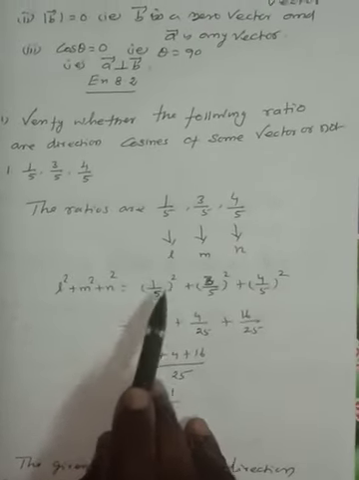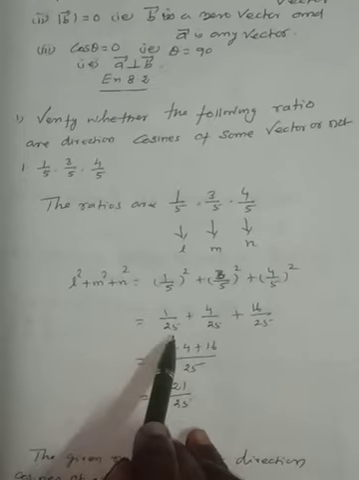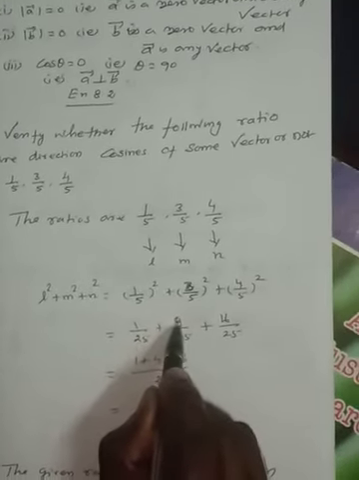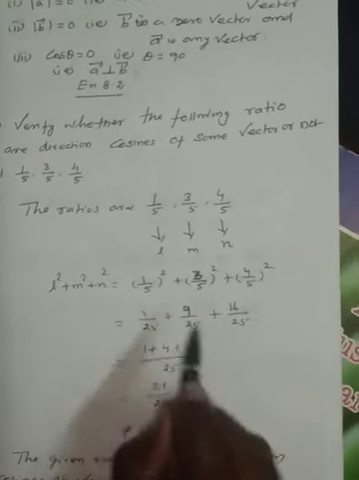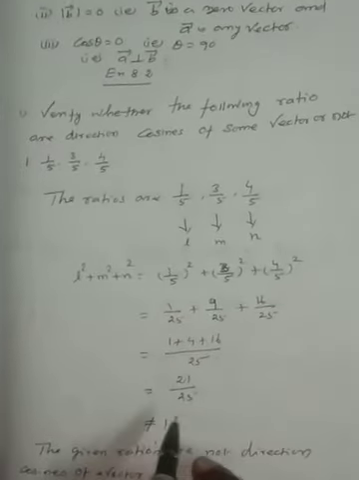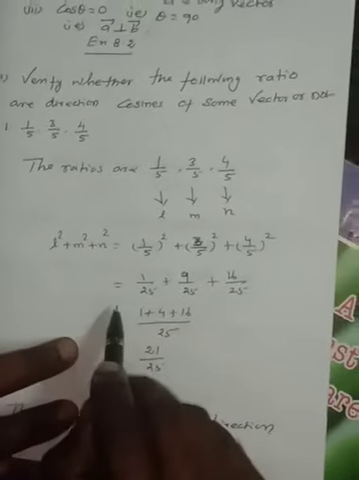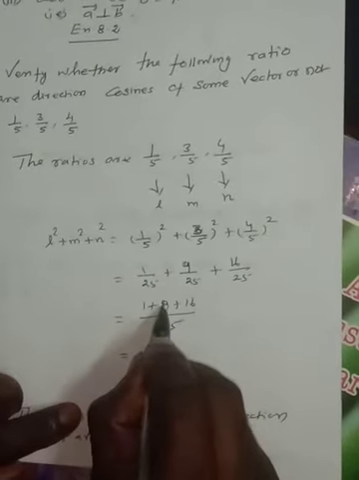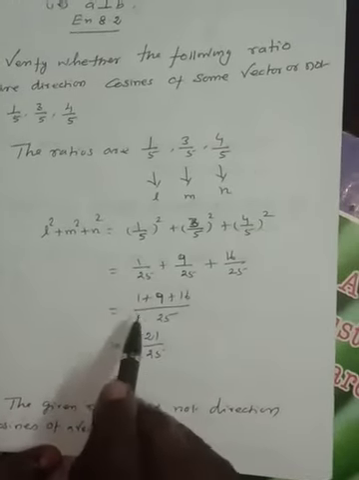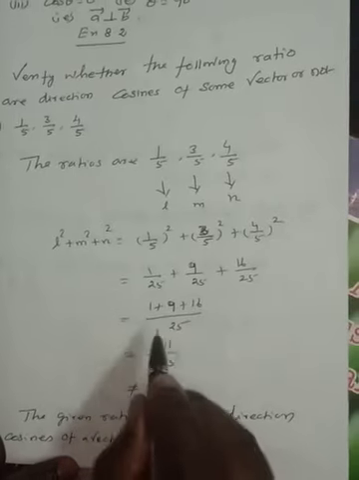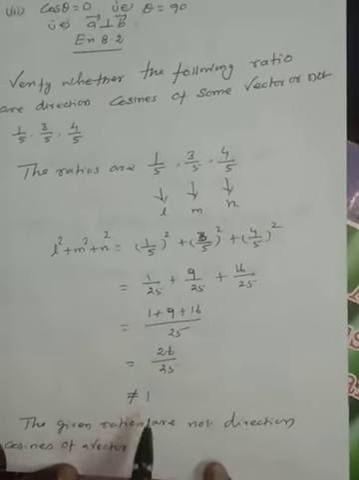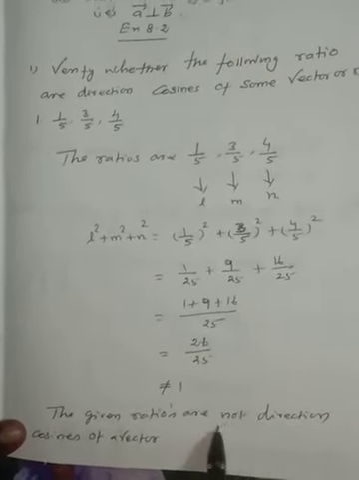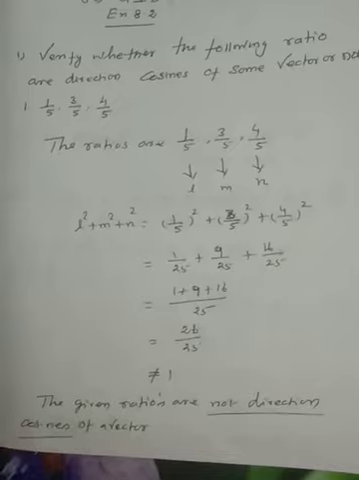Now (1 by 5) whole square is 1 divided by 25. (3 by 5) whole square is 3 square, 9, by 25, plus 4 square is 16, 16 divided by 25. Now the denominators are the same. Therefore numerator 1 plus 9 plus 16 is 26, divided by 25, which is not equal to 1. Therefore the given ratios are not direction cosines of the given vector.